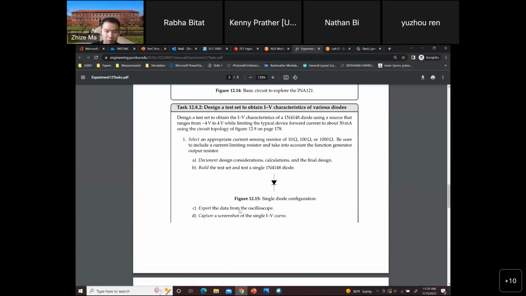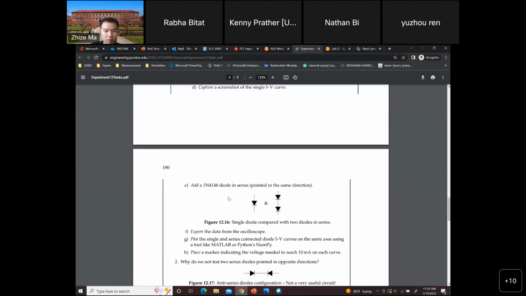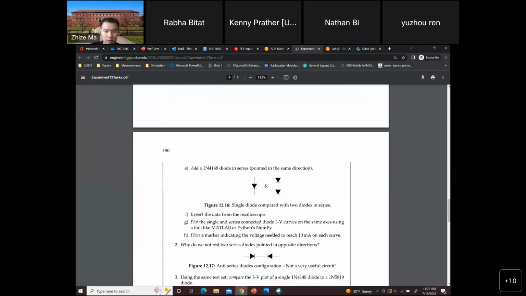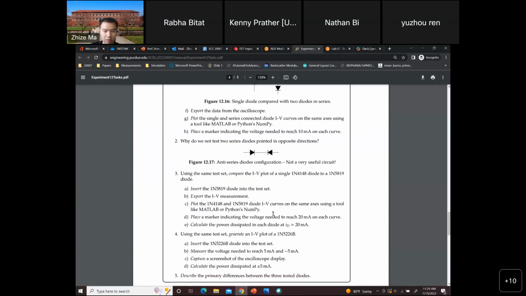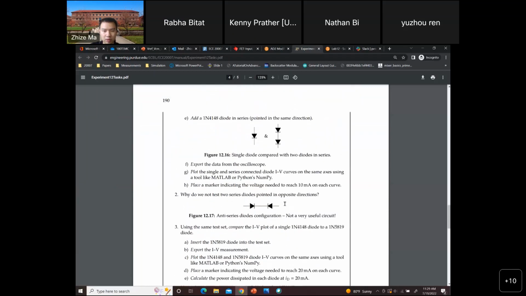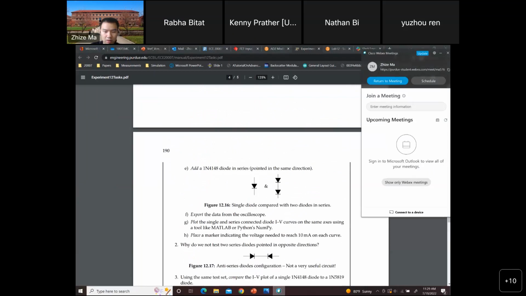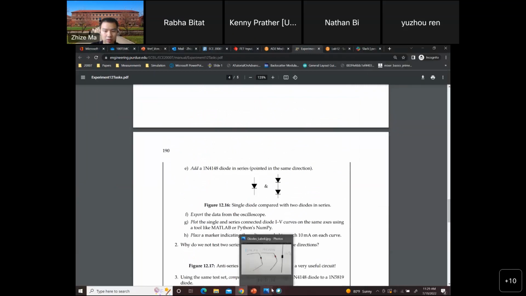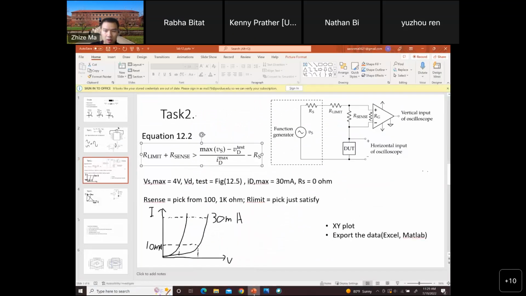If you check the following question right here, you need to place a marker when the current reaches 10 milliamp. What will happen is if you put the R limit too large, the current can never reach 10 milliamp, similar with other questions. So make sure your R limit just satisfies the equation. All right.